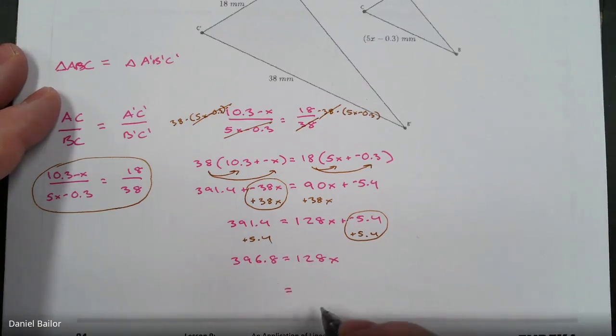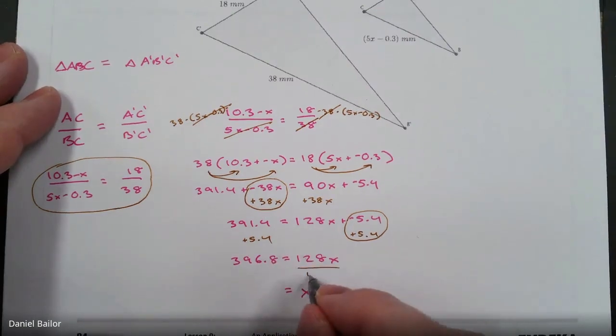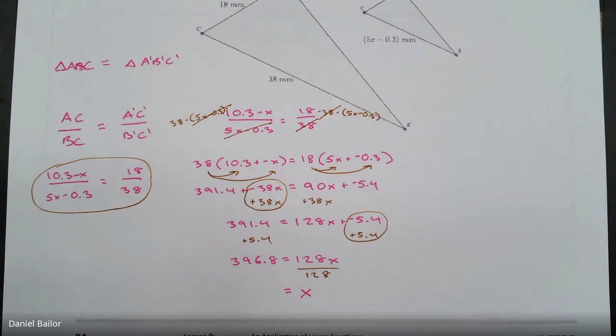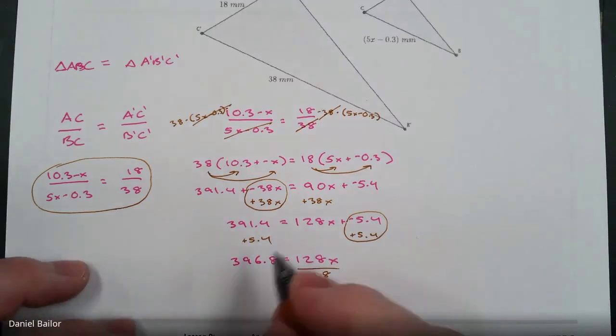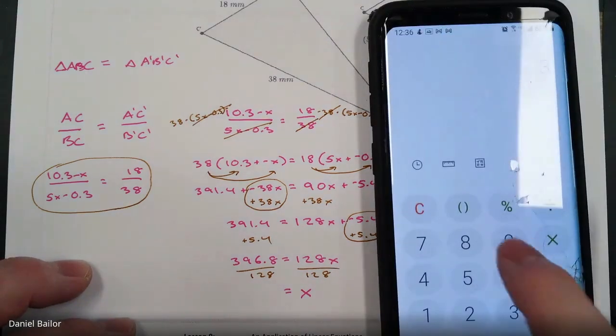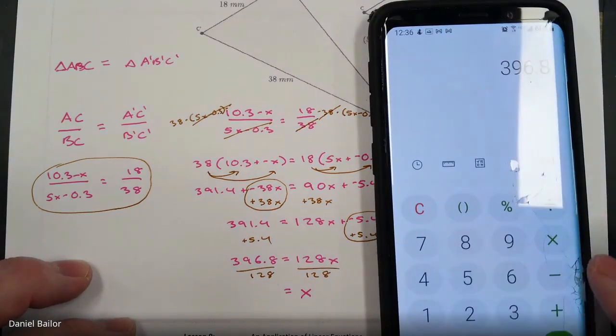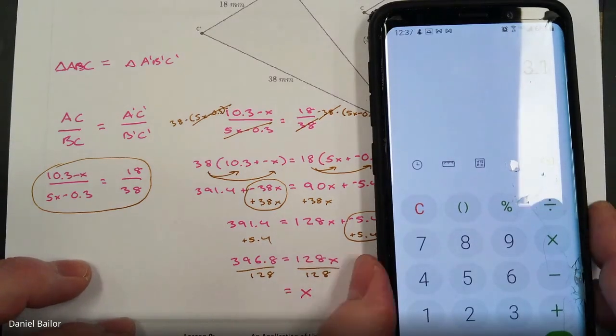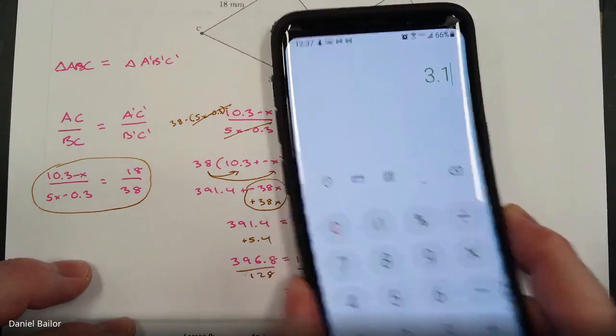I don't want 128 x's. I just want to isolate the x variable. So I need to divide by 128. 128 divided by 128 is 1, so that gives me 1x. Division property of equality tells me I need to divide by 128 on both sides. So let's do 396.8 divided by 128. X is going to be 3.1. Do you see that with the glare? X is 3.1.